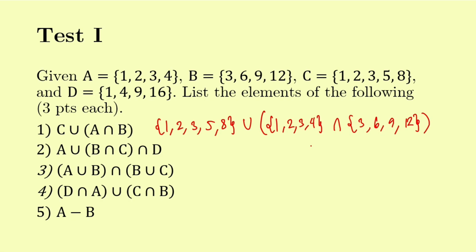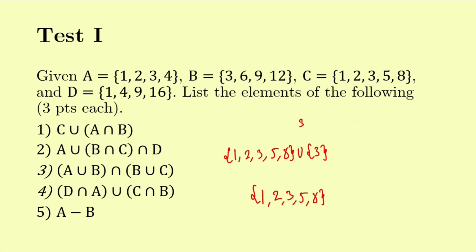Okay? Yun lang naman ang common sa kanila, no? 1, 2, 3, 4, 3, 6, 9, 12. It's simply 3. So we will find the union of 1, 2, 3, 5, 8, and 3 in order to form the answer of 1, 2, 3, 5, 8. And that's it. So our answer for the first item is 1, 2, 3, 5, 8.